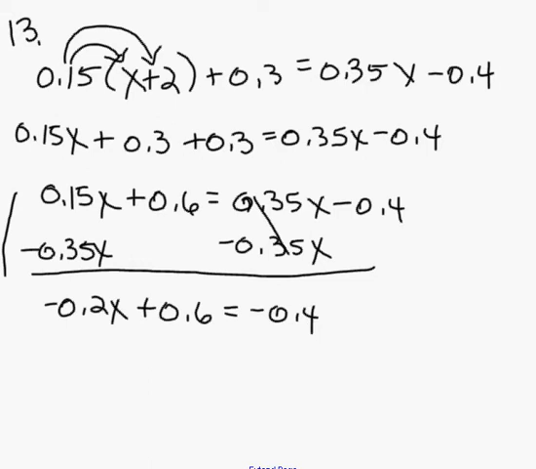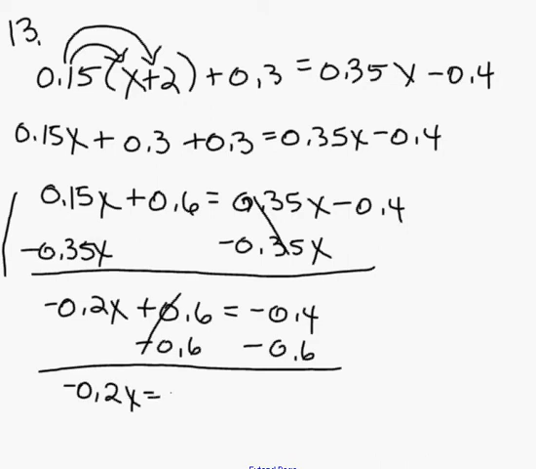Now I'm going to move away from the x, so I'm going to subtract 0.6 from both sides, everything from both sides, and that gives me negative 0.2x equals negative 1. That's what I get when I add negative 0.4 to negative 0.6. And now I'm going to divide by negative 0.2.